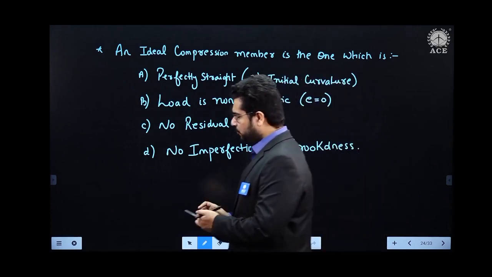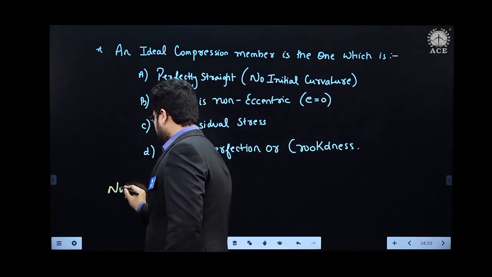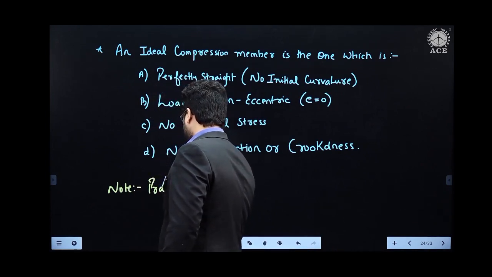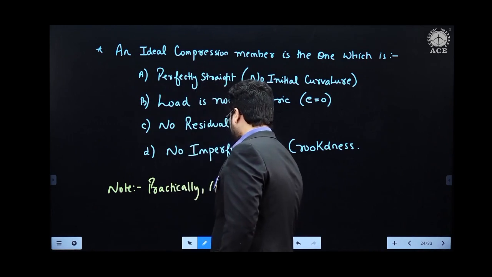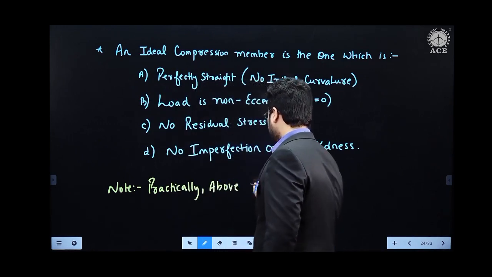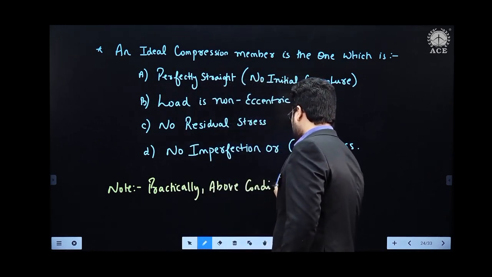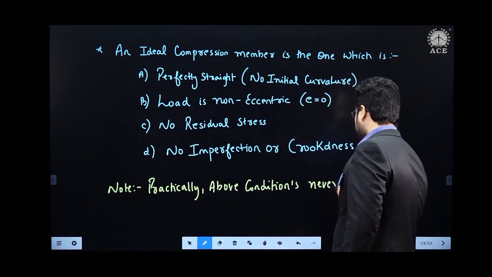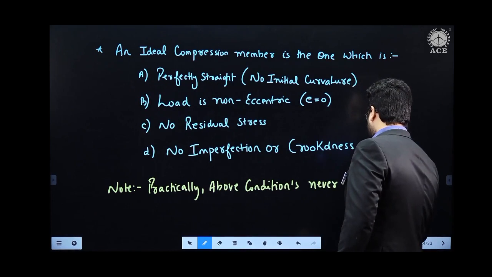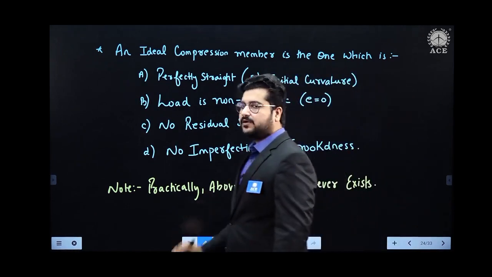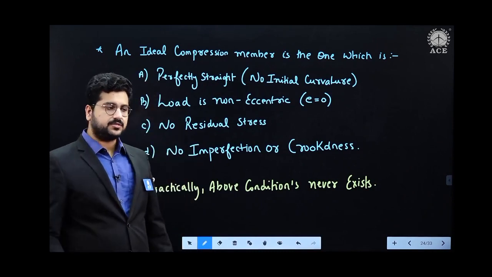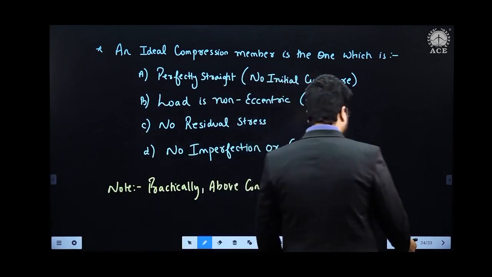So in a note we can write down, practically above conditions never exist. All right, practically all of the above conditions that we have listed never exist. So we never get an ideal compression case. So what case do we get? We get a case like this.